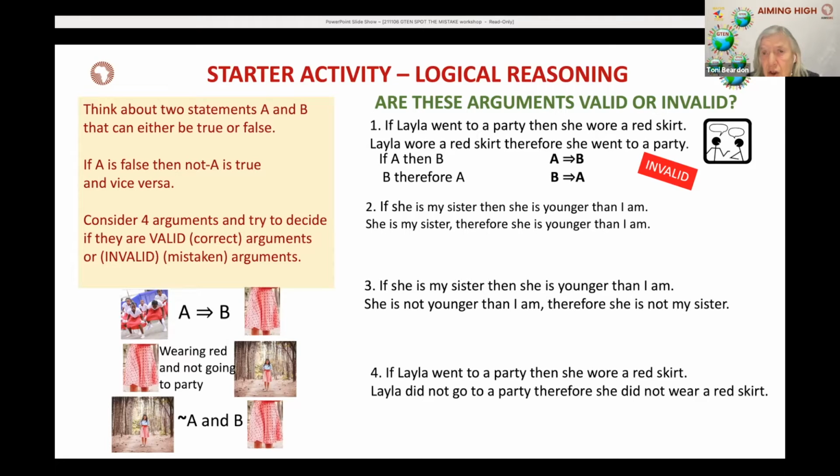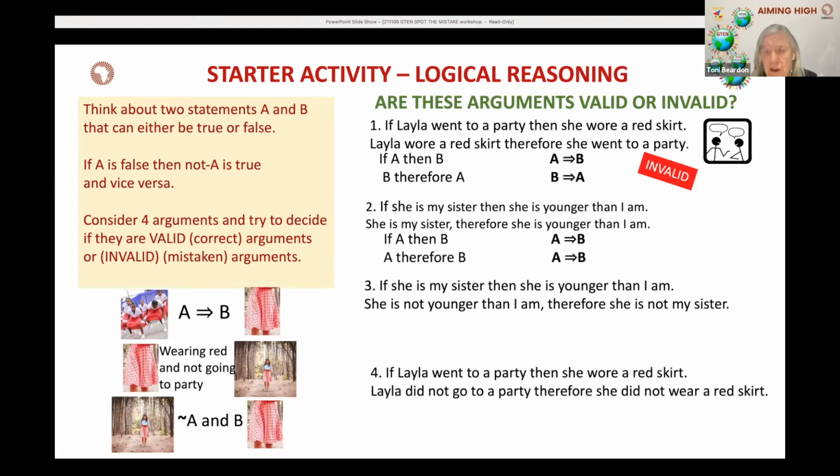The rest of these situations, just write in number 2 valid or number 2 invalid, whichever you think. Now, number 2 is this: if she's my sister, then she's younger than I am. She is my sister, therefore she is younger than I am. Now, it happens that both Caroline and I have got sisters, and we don't have any older sisters, we have younger sisters. So that would be true for me. If she is my sister, then she's younger than I am. And if that person there is my sister, therefore she is younger than I am. So is this valid or invalid?